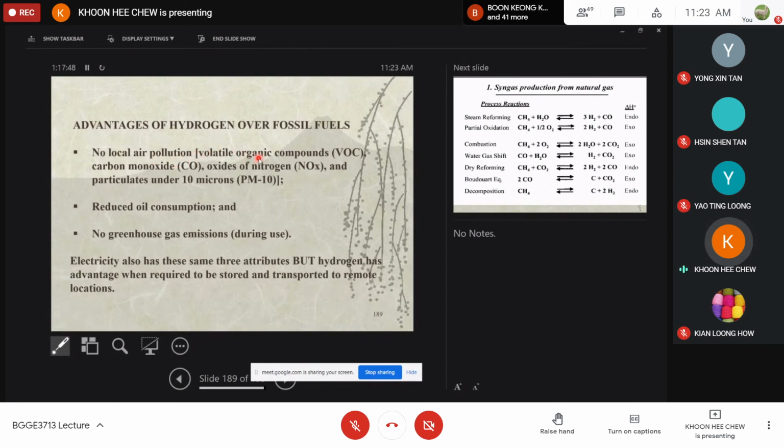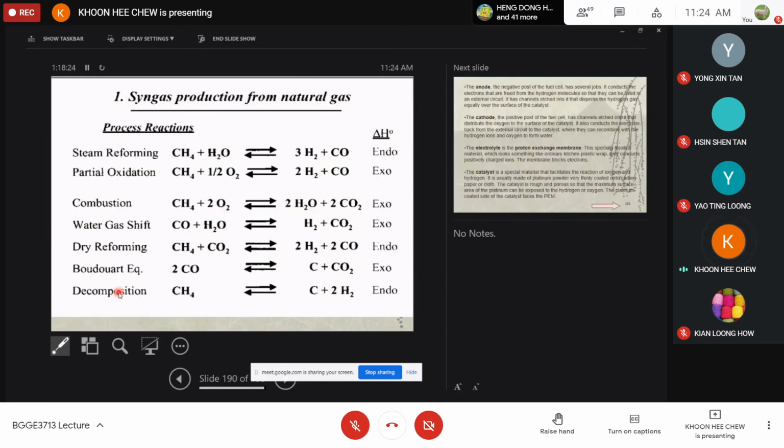Okay, there is no volatile organic compound (VOC), no carbon monoxide, oxides of nitrogen, and so forth. If we can use the hydrogen fuel cell to power our car, then we reduce the oil consumption, reduce the petrol consumption, and it does not cause any greenhouse emissions. During the use of the fuel cell, the only waste generated is H2O, water only. Electricity also has these same three attributes, but hydrogen has advantages when it is required to be stored and transported to remote locations. Yeah, we can store and transport it to a remote location.